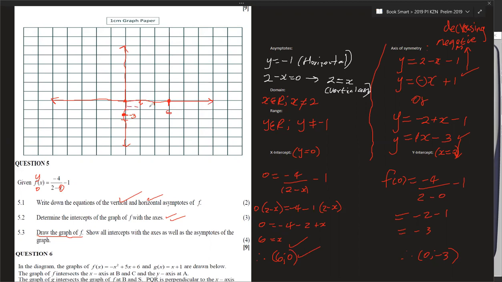So you do dotted lines. Asymptotes are sketched with dotted lines. On -1, you show here that this is y equals -1. Then x equals 2. x equals 2 is here, on this line here. And then you show that this is x equals 2. Then you're done. You can sketch now.